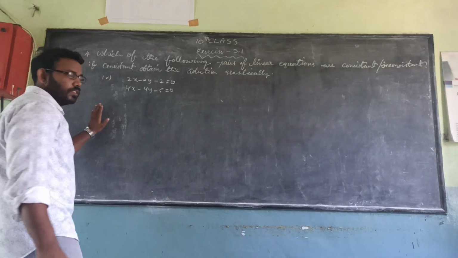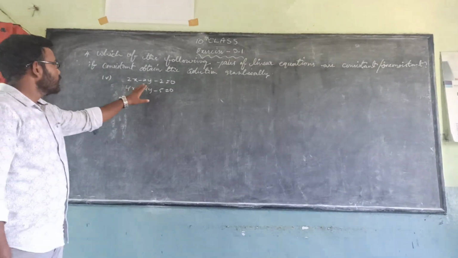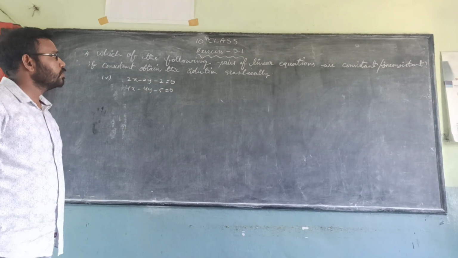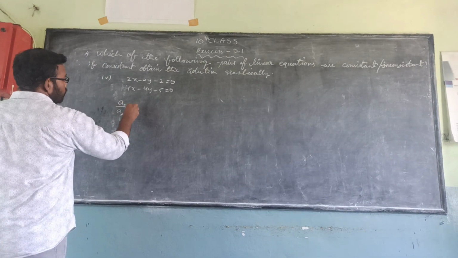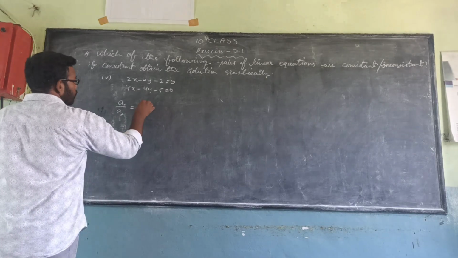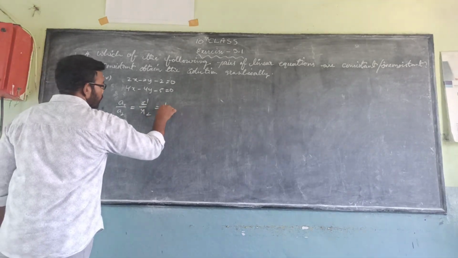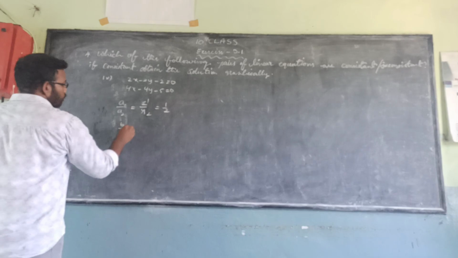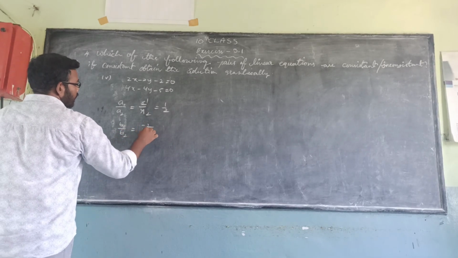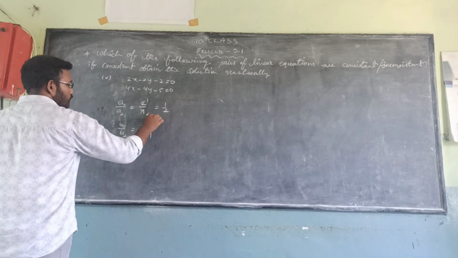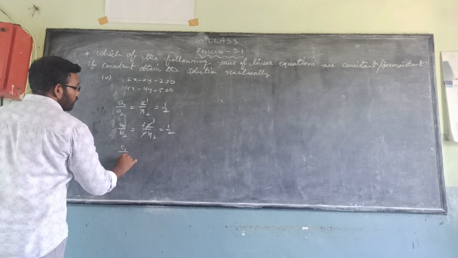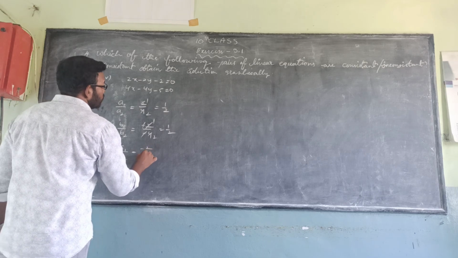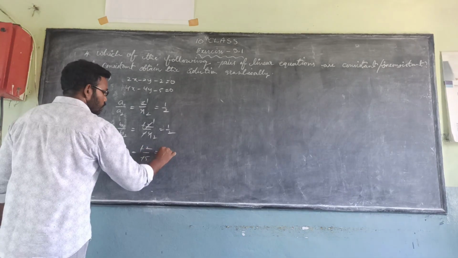That's it. The fourth question is 2x minus 2y minus 2 is equal to 0, 4x minus 4y minus 5 is equal to 0. So here a1 by a2 is equal to 2 by 4, that is equal to 1 by 2. Here b1 by b2 is equal to minus 2 by minus 4, that is equal to 1 by 2. Here c1 by c2 is equal to minus 2 by minus 5, that is 2 by 5.